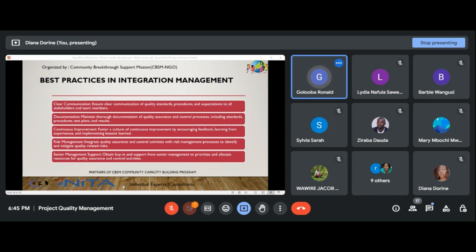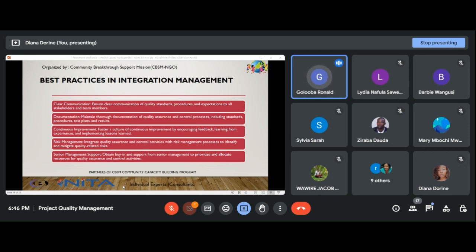Then always document. You're supposed to always maintain thorough documentation of quality assurance and control processes, including standards, procedures, test plans, and results. Then continuously improve: foster a continuous quality improvement culture within the institution by encouraging feedback, learning from experience, and implementing lessons learned. Then we have manage the risk: integrate quality assurance and control activities within risk processes to identify and mitigate quality-related risks.